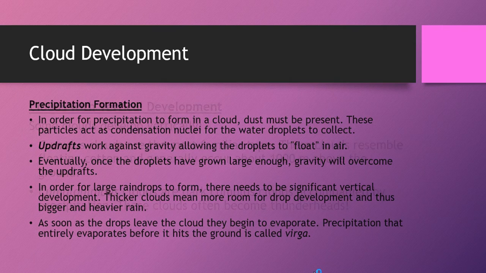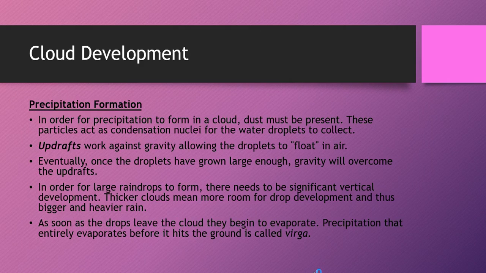So in order for those thunderstorms to form, precipitation has to form. When you have an air mass that's cooled and the water starts to condense and form around the condensation nuclei, you form water droplets. These water droplets are pulled down by gravity, but updrafts in the air work against gravity to essentially hold the water in the air. Eventually, those water droplets can get large enough that they can overcome those updrafts, and gravity will pull them down to the ground. In order for larger raindrops to form, there needs to be some type of vertical development. The thicker the clouds, the more room for the development, thus the bigger and the heavier the rain can be.